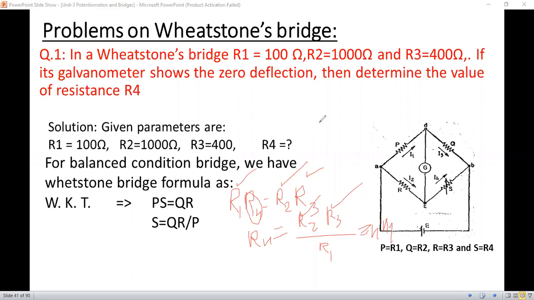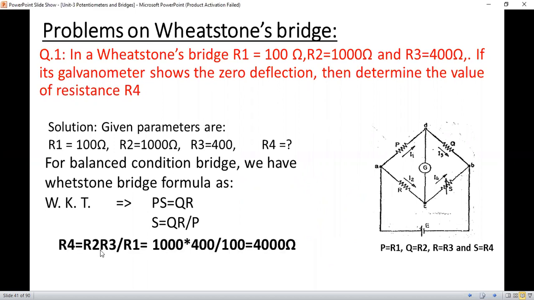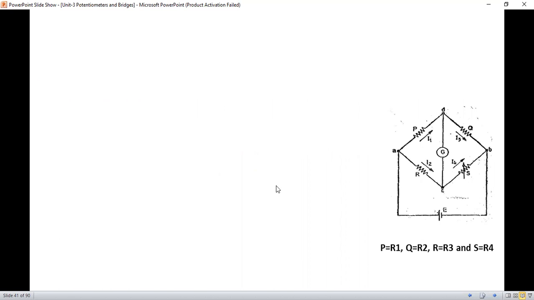Very simple. If you know the formula, this problem is very simple. R4 equal to R2 R3 divided by R1, 1000 into 400 divided by 100. These two zeros will get cancelled. 4 into 1000, how much is it? 4000 ohm. Is it clear? Yes, sir. Okay, next problem.